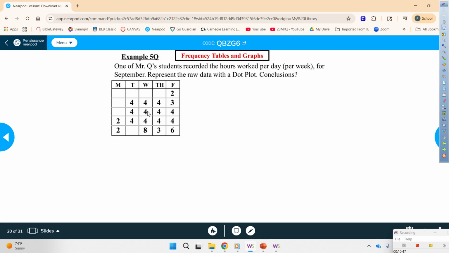Example 5. For example 5Q, copy that table, and you're going to create a dot plot from that. I'll give you some time. And it reads, while you copy that, one of Mr. Q's students recorded the hours worked per day for the week. I'll repeat that again. One of Mr. Q's students recorded the hours worked per day per week for September. Represent the raw data in a dot plot. Any conclusions from that data? All right. Since this is less numbers than the one I just did, I hope you finish within 7 minutes. 7 minutes. Go.